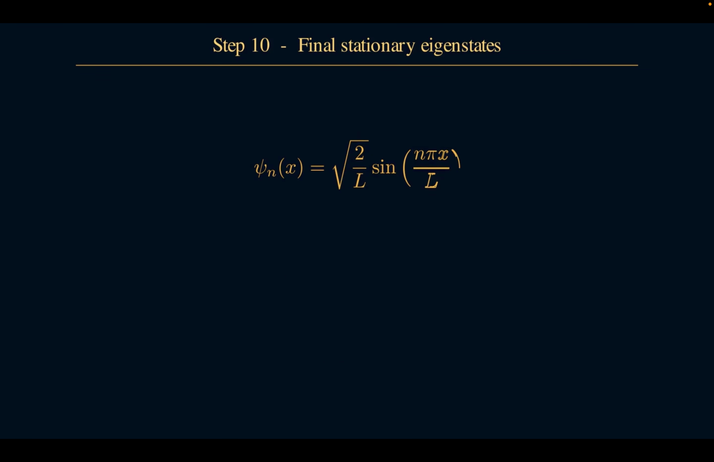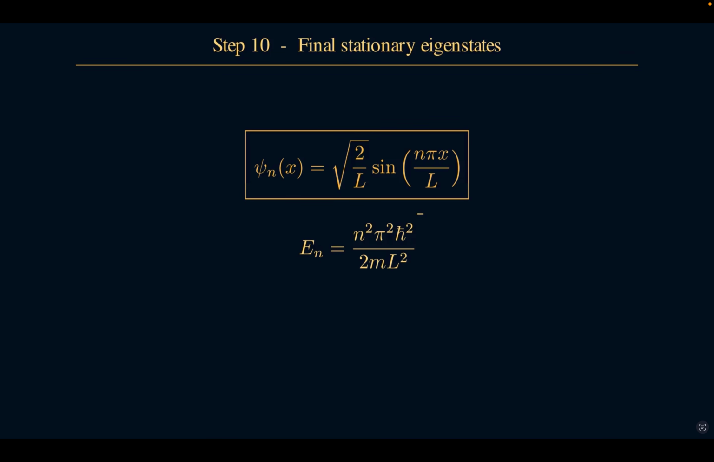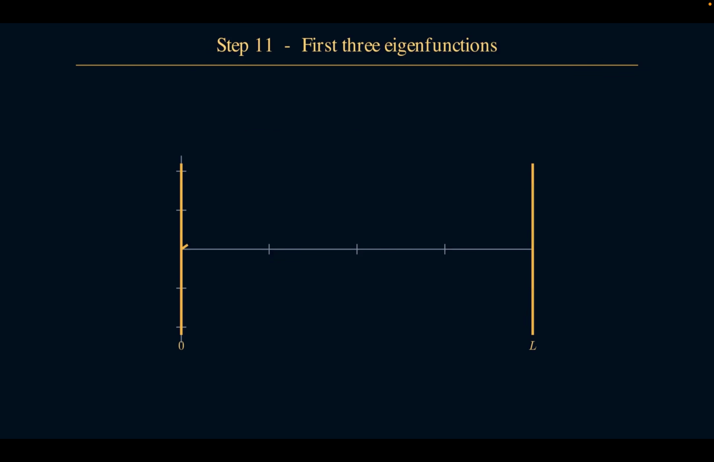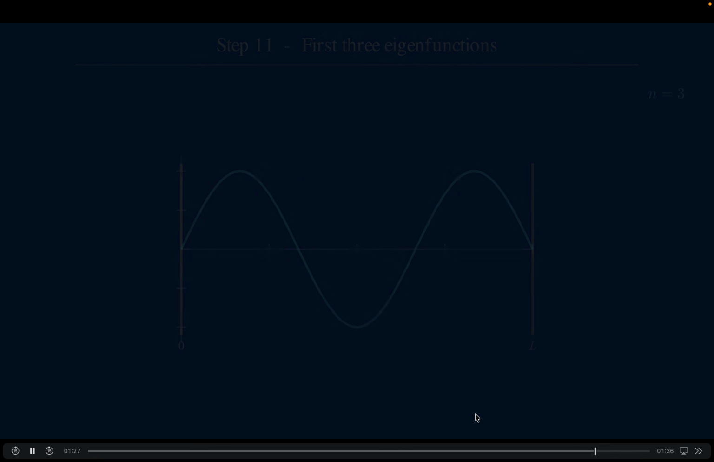And if you want to find the final stationary eigenstates for the wave function, our solution is psi_n equal to root 2 over L sine of n pi x over L, where E_n is equal to n squared pi squared h bar squared over 2m L squared, where n is an integer. So I'm going to show you here the first 3 eigenfunctions graphically. So this is where n is equal to 1, n is equal to 2, and n is equal to 3.